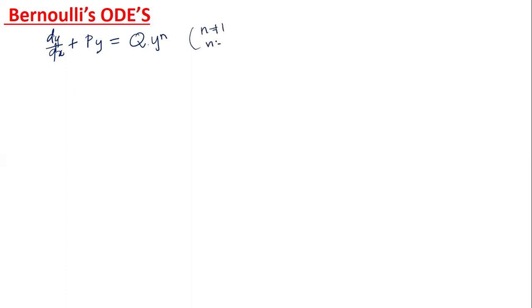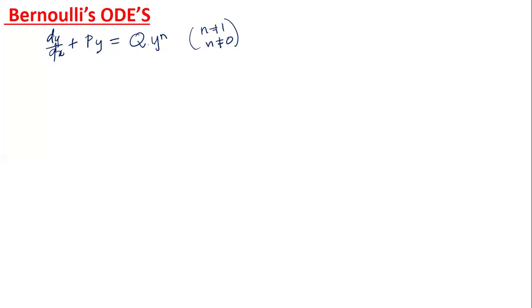or n may never be equal to 0. Because the moment n is equal to 1, we're no longer talking about the nonlinear Bernoulli equation, because we can divide both sides by y, and this y will cancel with that y. We no longer have this standard form. Even when n is equal to 0, we know that anything to the power of 0 is 1, and then we're going to have 1 multiplied by q. So that means if n is equal to 0, then we're going to have a linear differential equation.